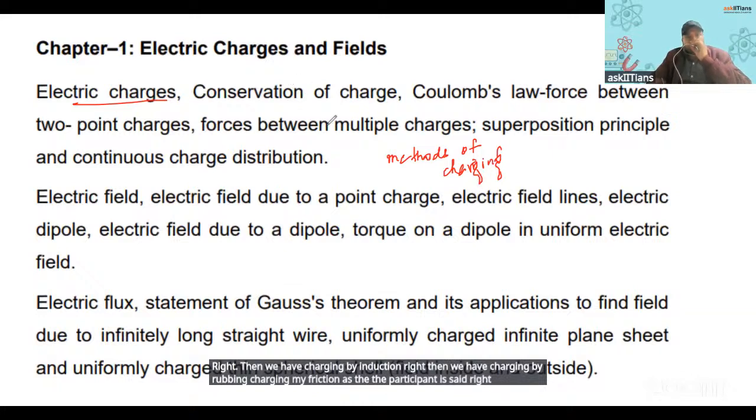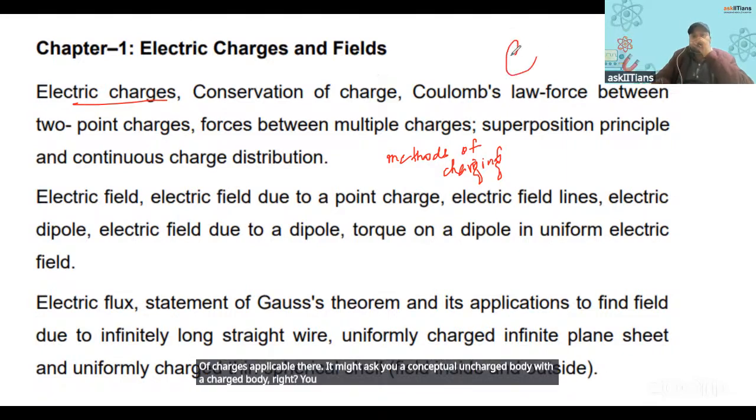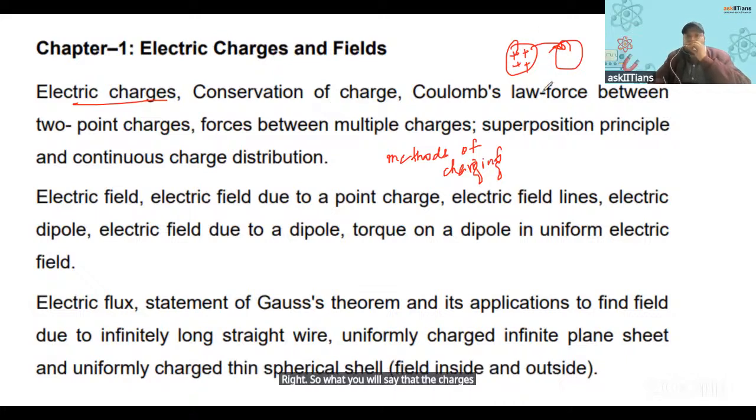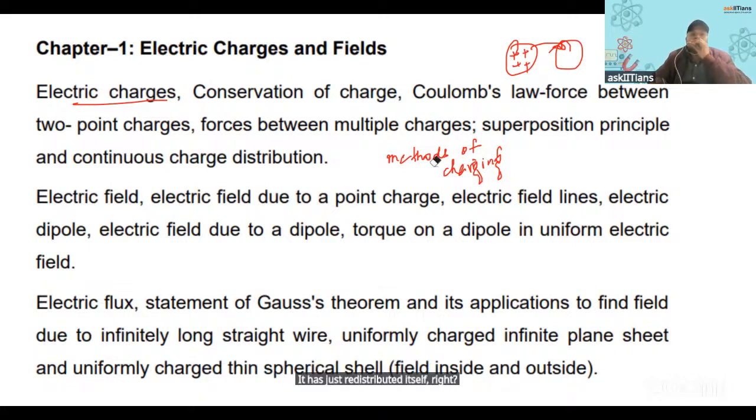So then conservation of charge. In conservation of charge, they might ask you, for example, how conservation of charge is applicable in charging by induction. So it might ask you a conceptual question: charging an uncharged body with a charged body by contact, how is conservation of charge valid? So what you will say is that the initial charges and final charges are the same. It has just redistributed itself. The charges have just redistributed themselves.